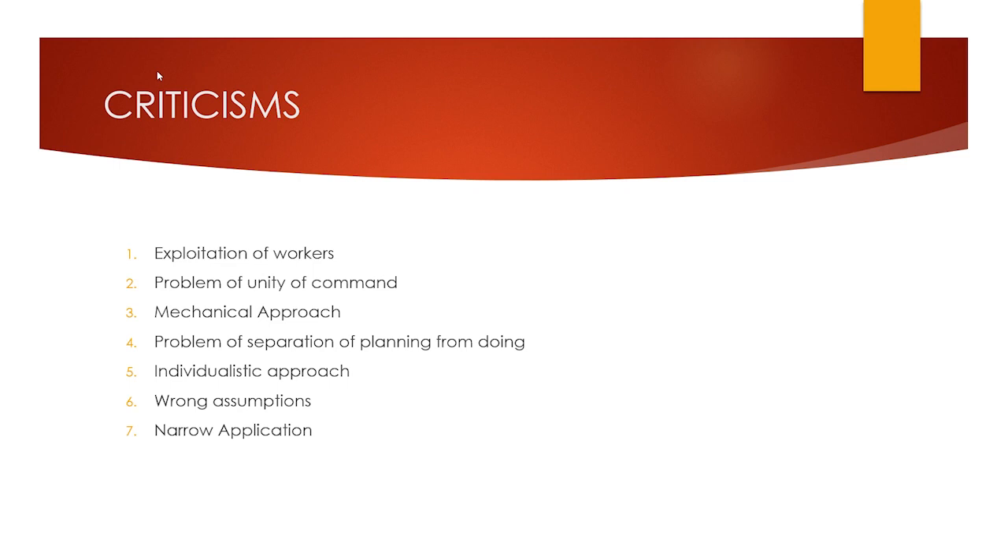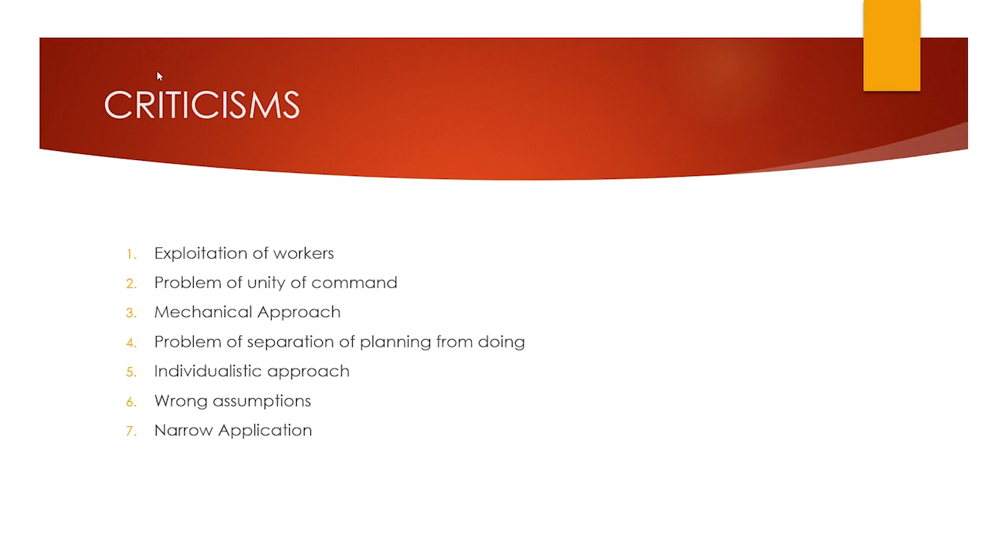Actually, Taylor laid the foundation for scientific management as a separate discipline, and his movement was very significant in productivity and remuneration of workers. But still there were a lot of criticisms. The first one, exploitation of workers. Scientific management put unnecessary pressure on the employees to perform work faster, as importance was given to productivity and profitability. This resulted in the exploitation of employees. Second one, problem of unity of command. Workers had to report to 8 bosses, so there was much confusion and chaos in the organization.